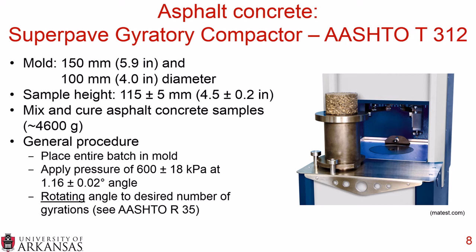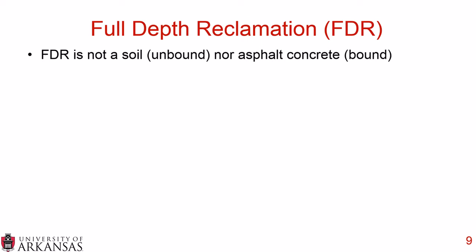depending on your mix. So here we have two different Proctor compaction methods for soil. We have the Marshall hammer for asphalt concrete, and we have the Superpave Gyratory compactor for asphalt concrete. But what does this mean for FDR?